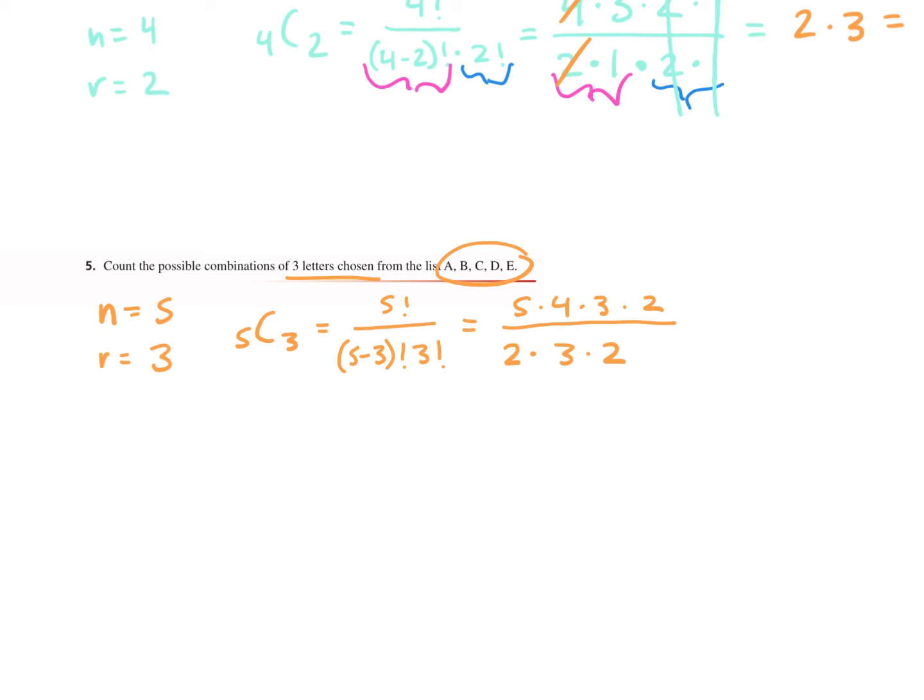What can we cancel out on the top and on the bottom? The 2's and 3's. And then we could also take out 2 from this 4, and we're just left with 2. So on the top, we have 5 times 2, which is 10. So there's 10 possible combinations.